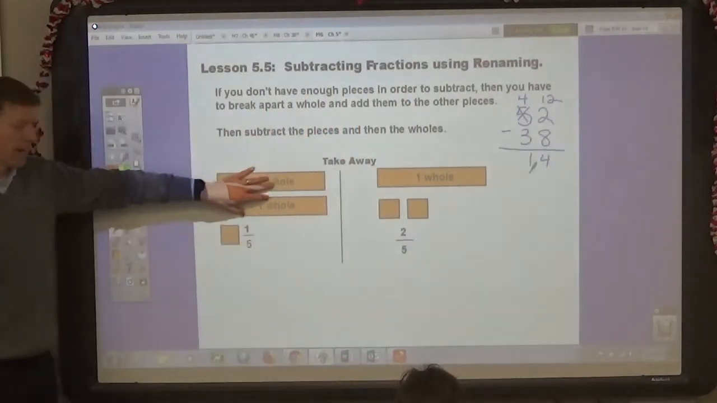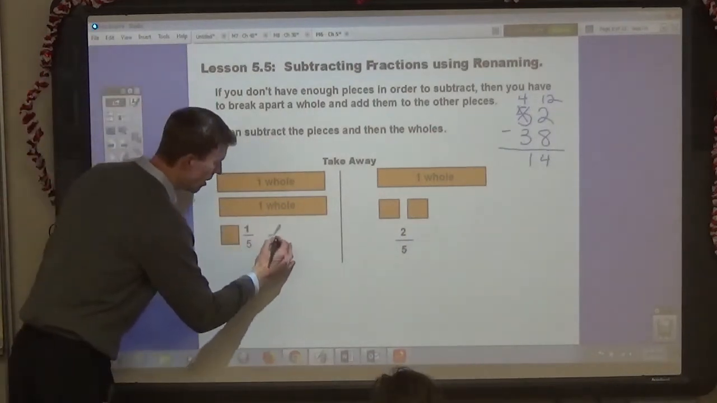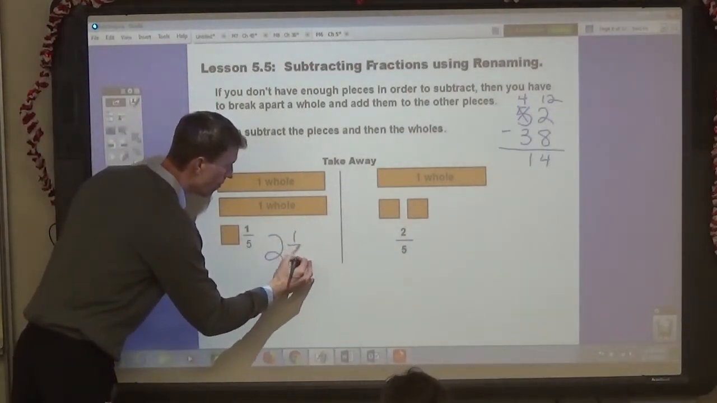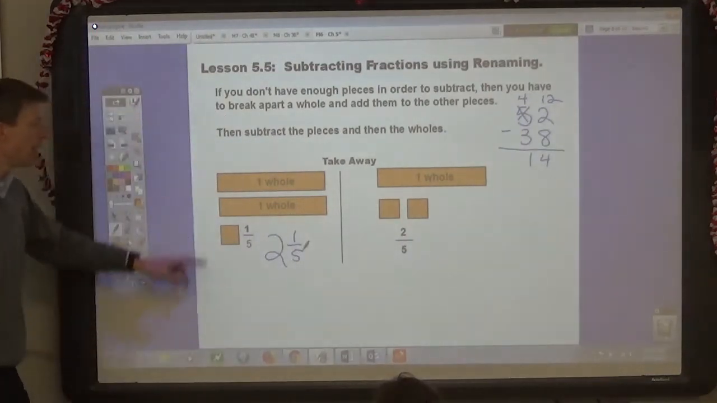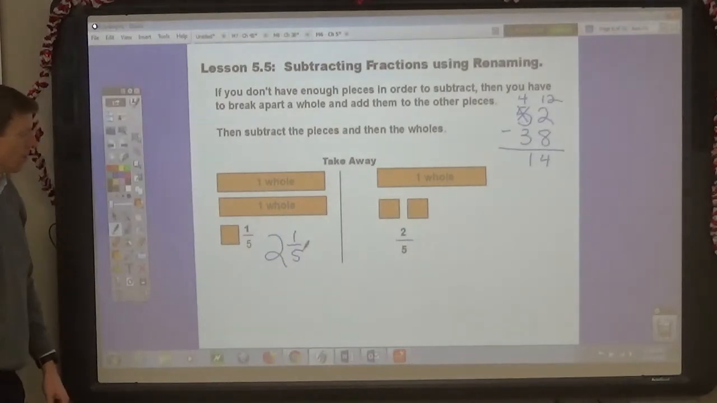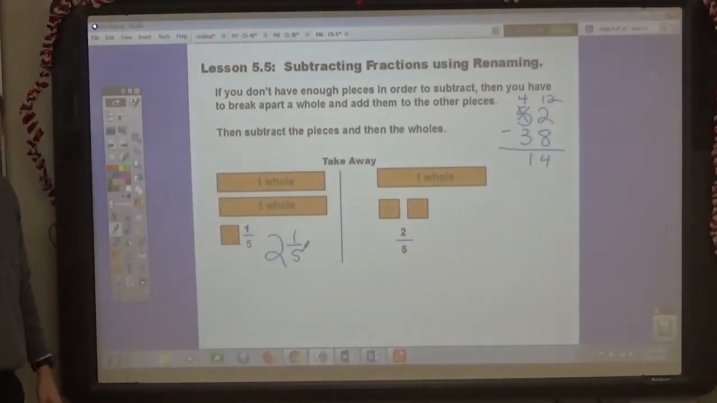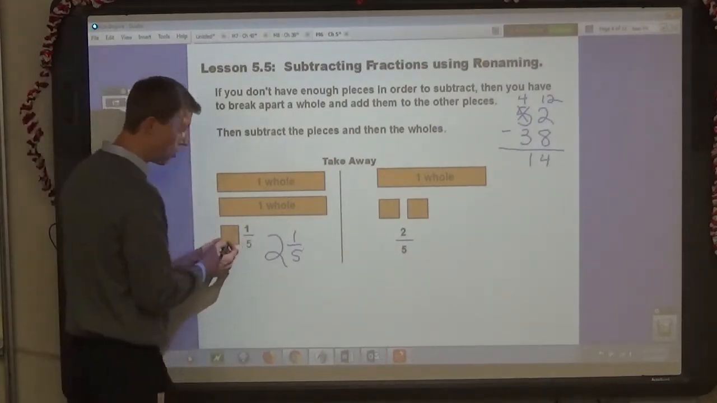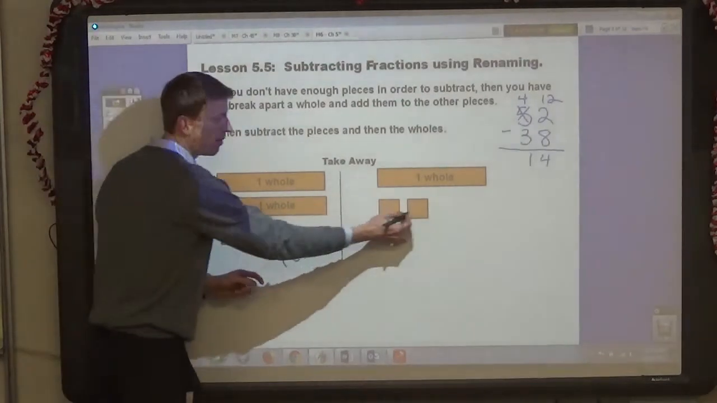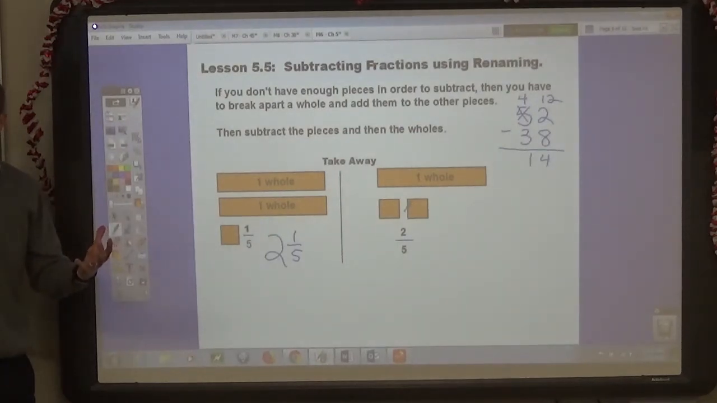And in a similar way, with fractions, if you are starting with this model, 2 1/5, you have to rename this in order to take away 2/5. How would you rename this? How would you make more pieces so that you can take away, because you only have 1 piece right now, you have to take away 2 pieces. So you have to make more pieces.